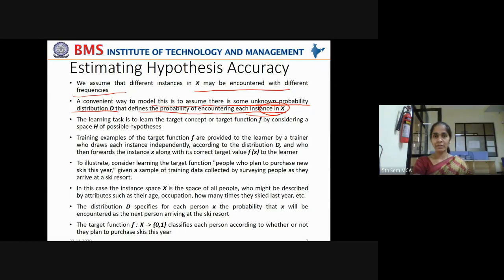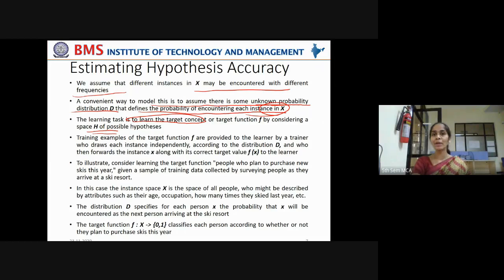Now, the learning task is to learn the target concept or target function f by considering a hypothesis space H of possible hypotheses. Whenever you want to tackle a learning problem, you assume that a hypothesis space capital H has lots of hypotheses in it. But which is the most probable hypothesis? Which is the maximum a posteriori hypothesis? That is your final solution.